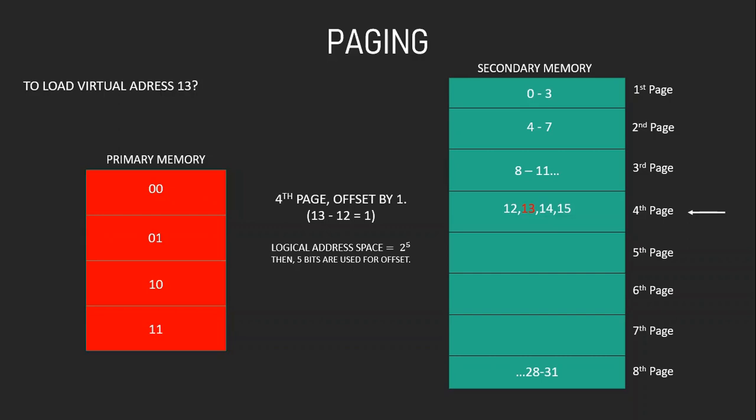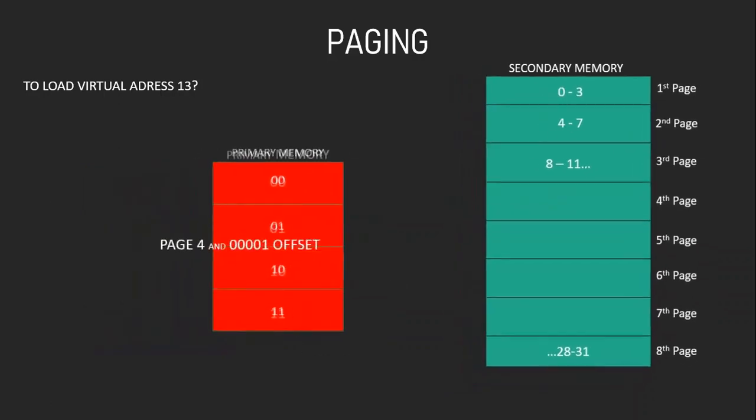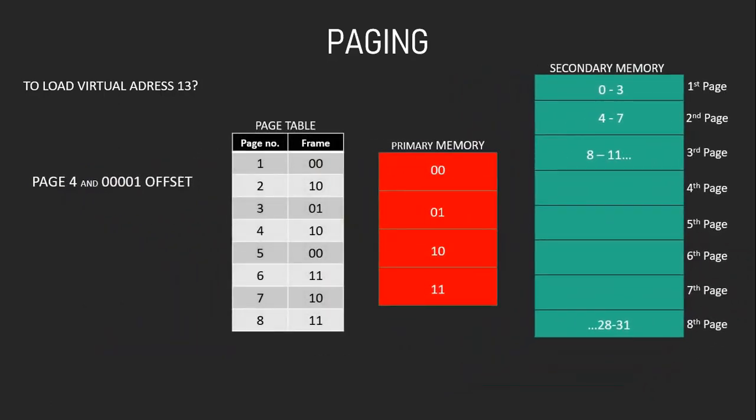That would be the difference between the first address and the address that we need to get to. So you can work that out. Since there are 8 pages with 4 spaces, then the logical address space is 32 or 2 to the power 5, right? That means 5 bits are used to represent the offset. So the logical address that we're after is page 4, offset 00001. Okay. And if you ever ask the logical address, just combine the page number in binary with the offset.